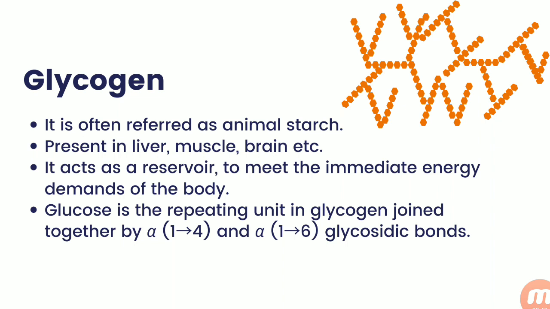Glucose is the repeating unit in glycogen, joined together by alpha 1,4 glycosidic bonds, and alpha 1,6 glycosidic bonds at branching points. You can see the structure of glycogen on the top right of the screen. But if you want to see the structure for a better understanding of alpha 1,4 and alpha 1,6 glycosidic bonds, it is on the screen right now.